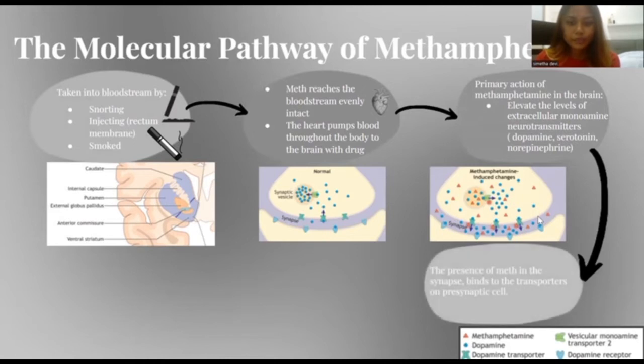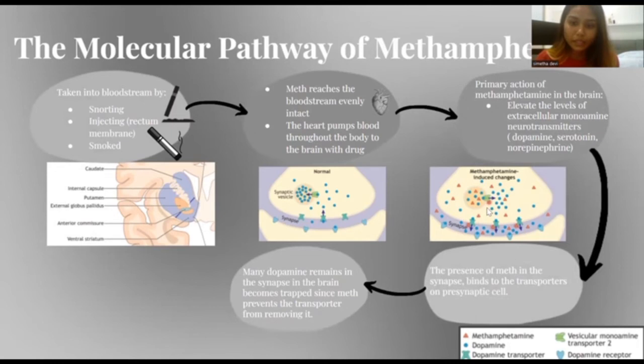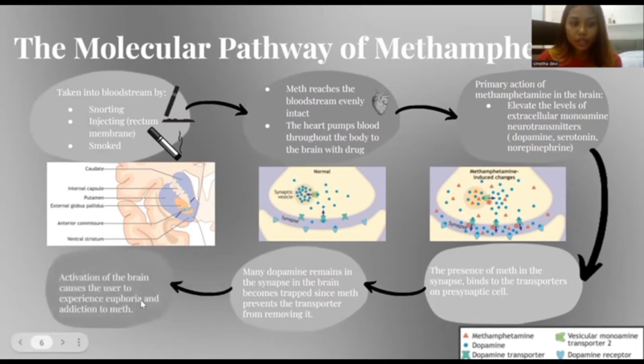In the synapse, on the presynaptic cell, the dopamine is unable to go back into the transporters due to the presence of meth blocking the transporters. Many dopamine remains in the synapse in the brain, gets trapped for a longer period due to the transporters being blocked by the presence of meth. This causes the user to feel euphoria and get addicted to the meth.